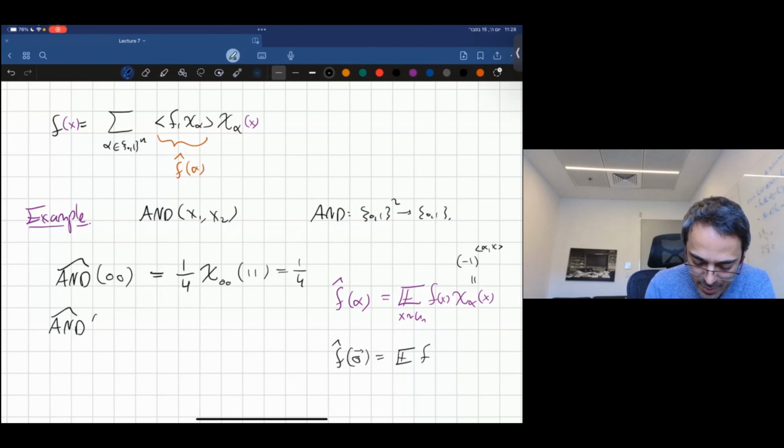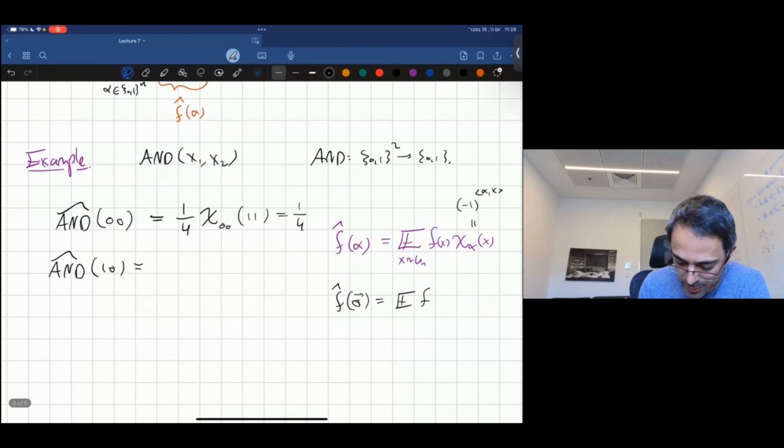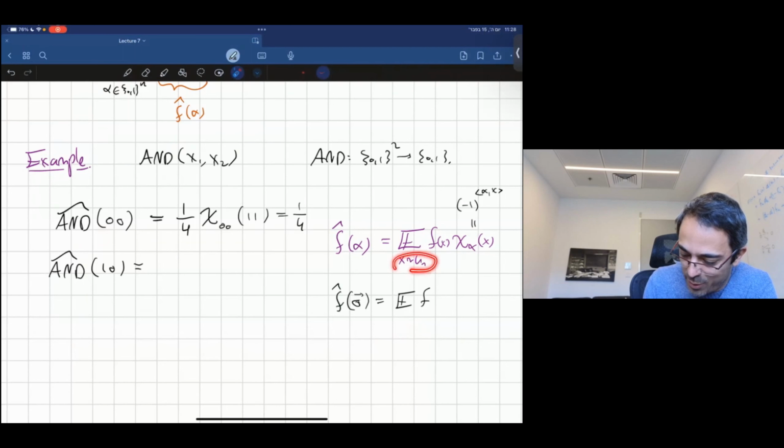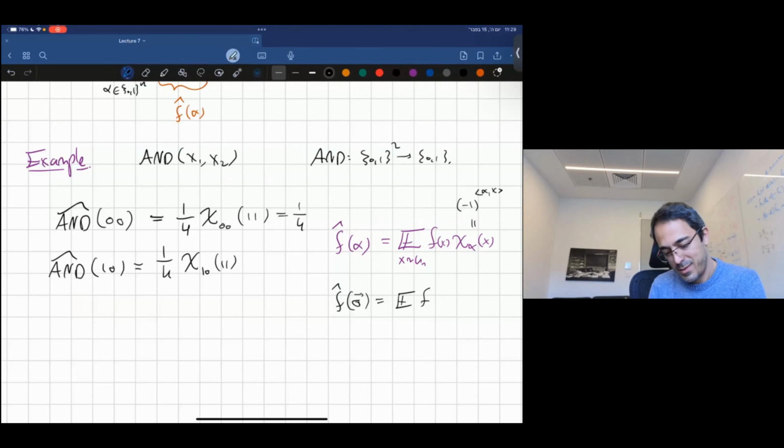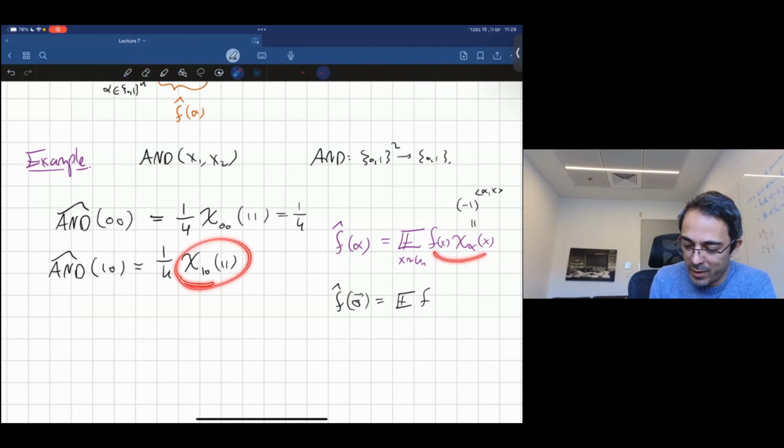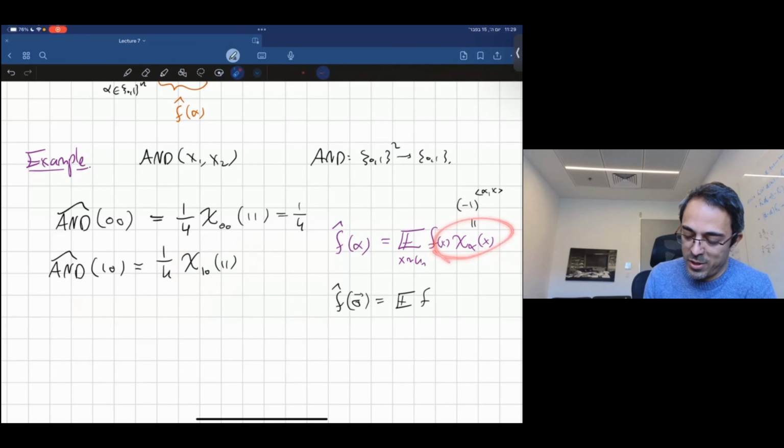What's the Fourier coefficient of 1, 0? So now let's see. It's still the case that only one x survives. The (1,1) is the only one that survives, because f is just 0 when you don't feed it (1,1), when f is AND. So it will be the same, right? It will be 1/4 chi of (1,0) of (1,1). Right? 1/4 because of the average, and when I'm looking at the one term in the average that survives, which corresponds to x equals (1,1).